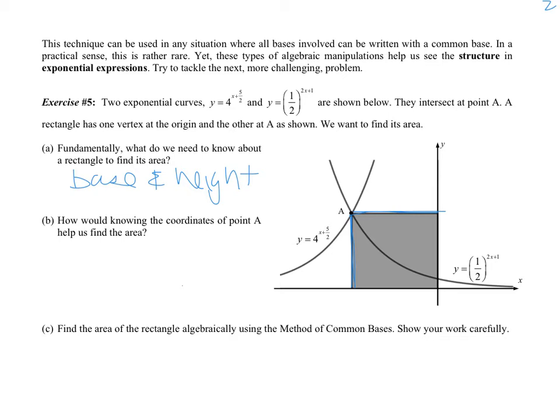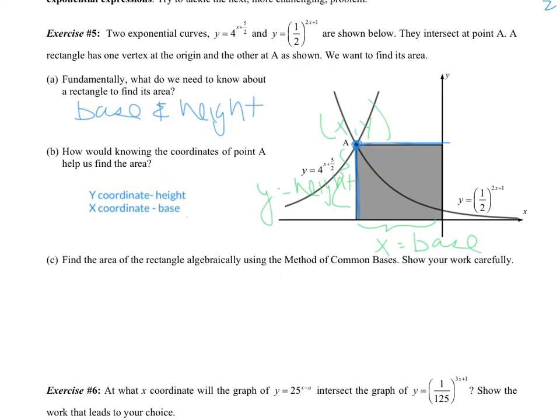So if we could find the coordinates of A, we would definitely know. I'm going to label the coordinates of A as x, y. We know that the distance x would really be the base. And we would know that the distance y would really be the height. So by finding the coordinates of A, finding where they intersect, we could certainly get the base and the height. So the y coordinate, I'm going to actually type this out. All right, so the y coordinate will help us find the height, the x coordinate will help us find the base.